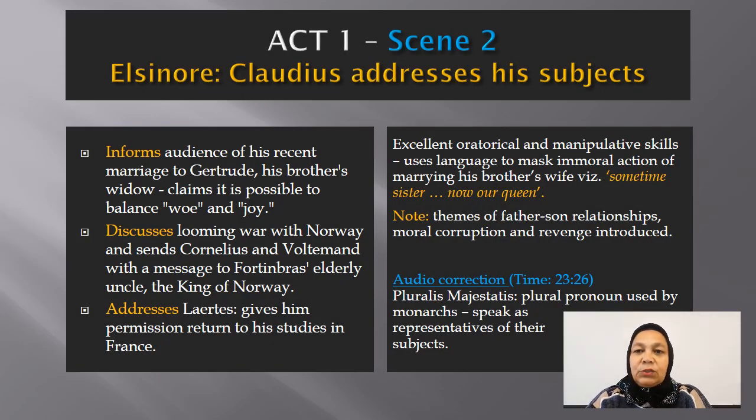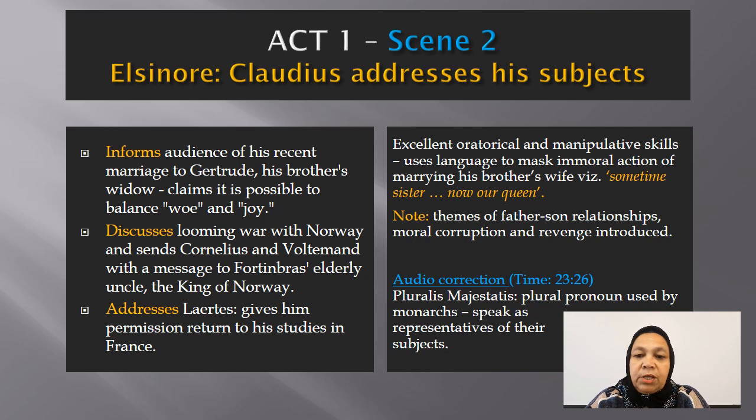In Act 1, Scene 2, the action moves from the ramparts of the castle to a main hall in the castle where Claudius addresses his subjects. Who are his subjects? His subjects would be the people of Denmark as well as other dignitaries who are present. So this is the first time that we meet Claudius, and as the new king, he has to address his subjects on the matter of his marriage and the fact that he has now been crowned king.